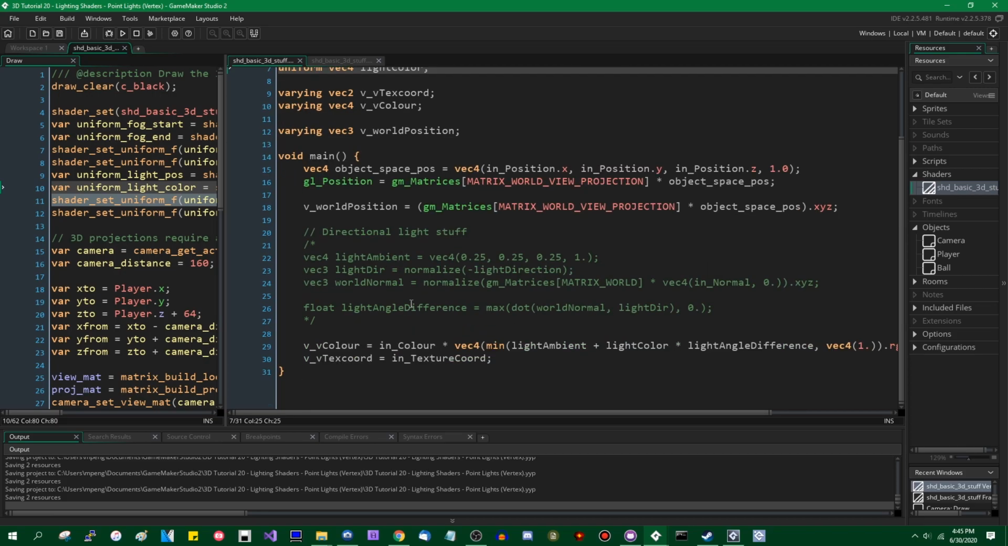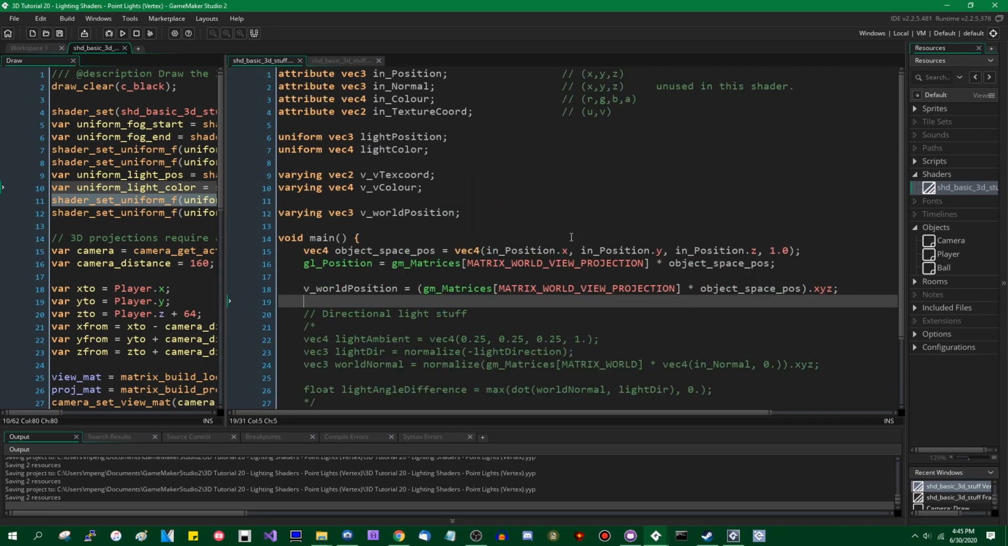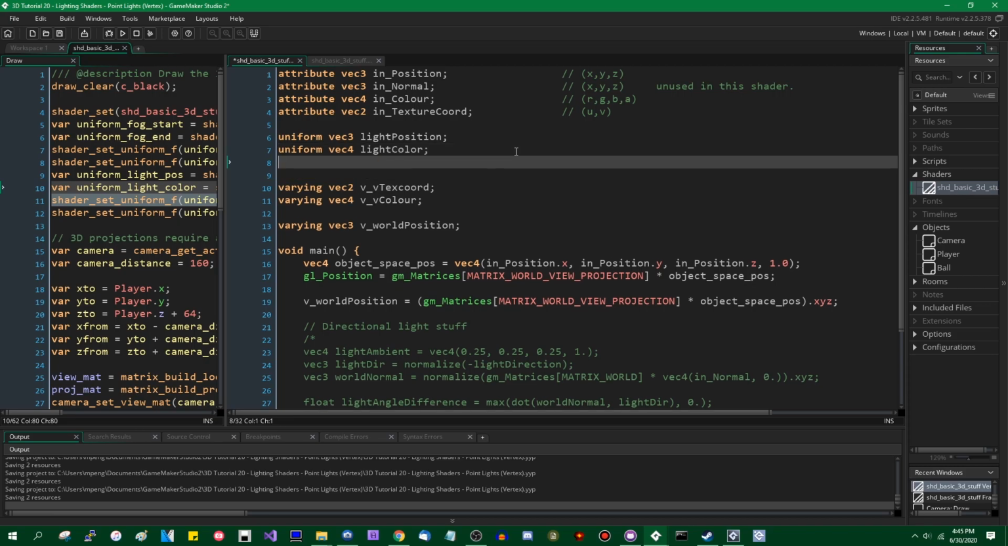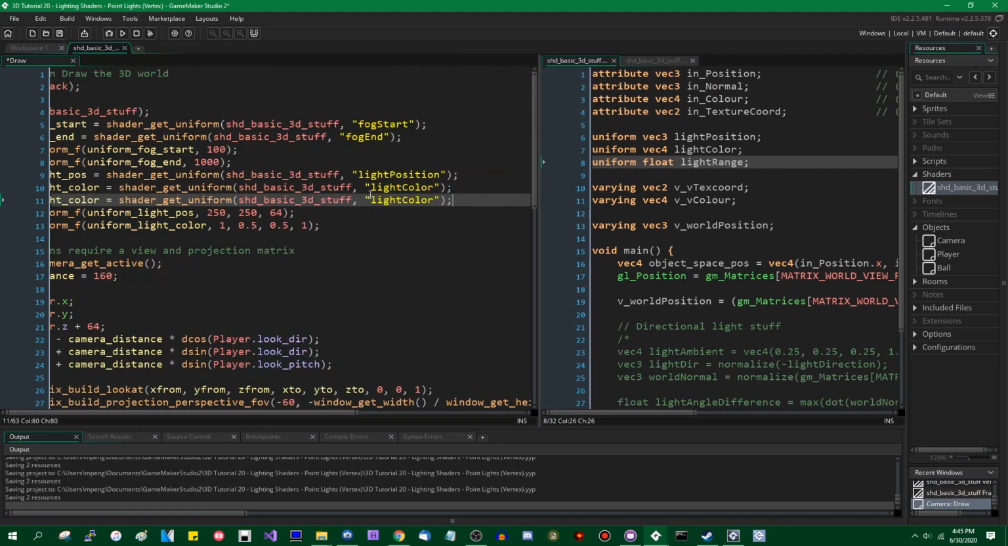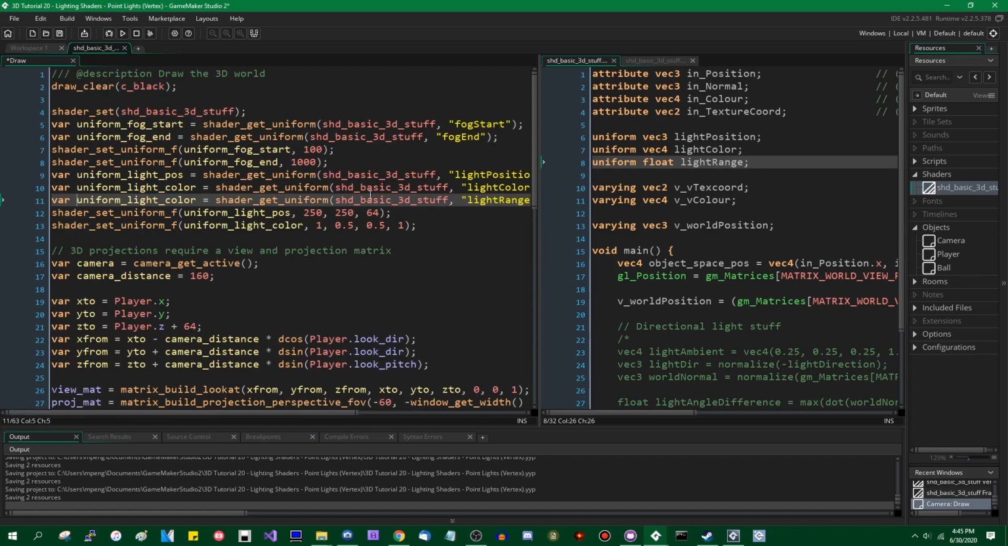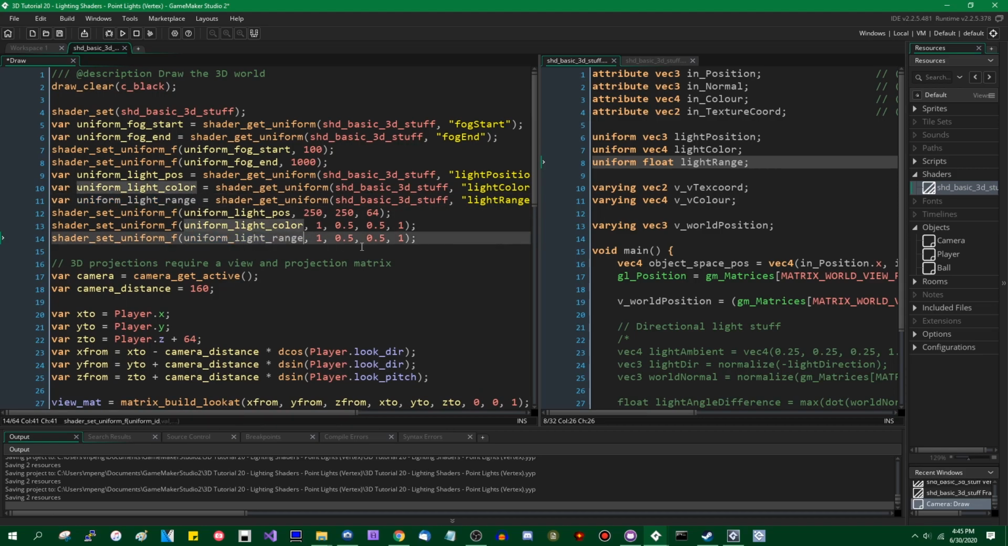In addition, we'll have a range. Do I want to set that as a uniform now? I guess I will. I'll give it a light range. And that will be the maximum distance where the lighting will be applied, after which point the lighting will no longer have an effect, and things will just be lit by the ambient color, whatever that happens to be. What would a good range be? I'll give it like 200 or so, I think. That'll be the light range.